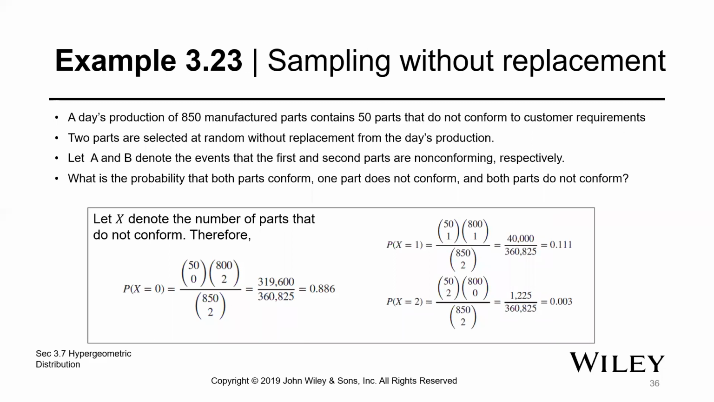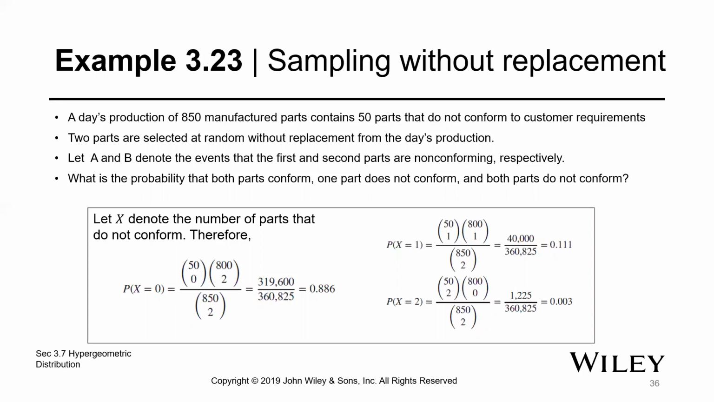So this is manufacturing parts. Good example. If you're manufacturing, you're not going to make more parts than you have, especially in a car run non-stop. If you make 850 parts and 50 of them do not conform, 2 parts are selected at random without replacement for testing. A and B denote the events that the first and second parts are non-conforming respectively. What is the probability of both parts conforming? One part does not conform and both parts do not conform.